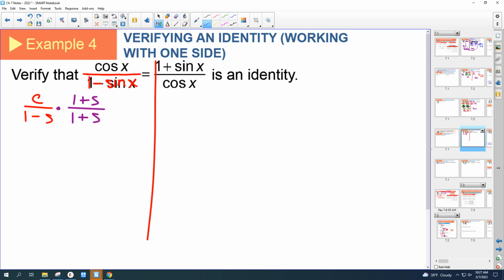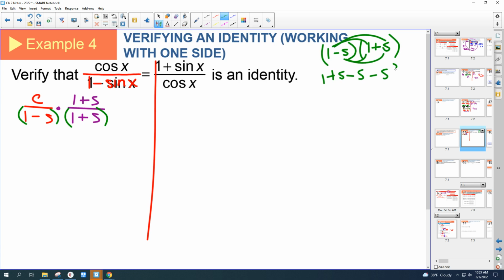So we'll definitely want to FOIL this out on the bottom. 1 minus s times 1 plus s. And once you start seeing this enough, you can kind of skip some steps, but 1 plus s minus s squared, those cancel, you get 1 minus s squared.